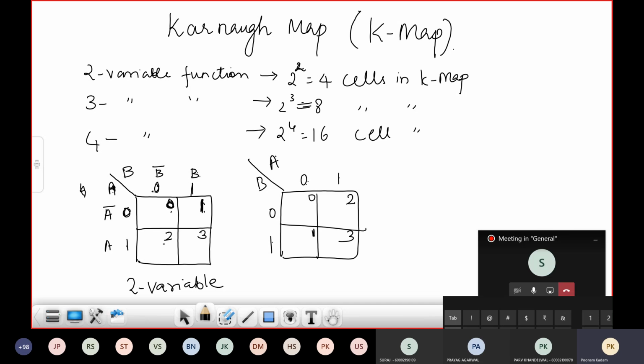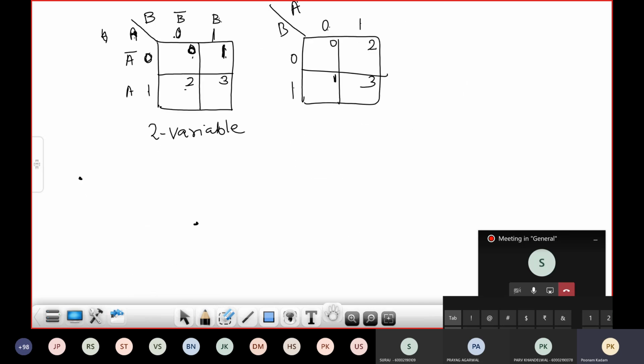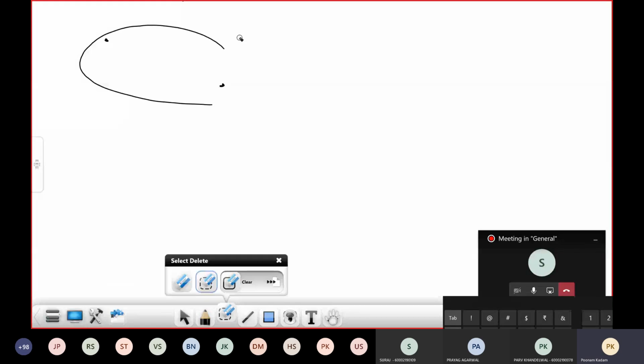Now coming to the three variable function. Let us look at the K map for a three variable function.